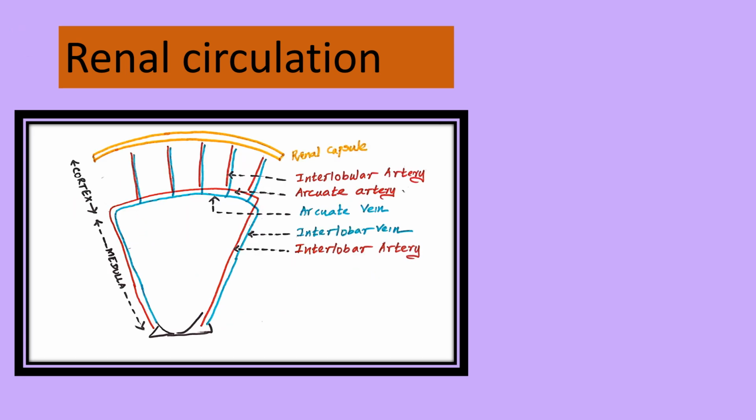In this diagram, a single papilla of the kidney is enlarged. This is the cortex. The renal artery gives the interlobar artery and arcuate artery, which give the interlobular artery, then the afferent arteriole, glomerulus, and efferent arteriole. It forms a peritubular capillary plexus in the cortical nephron, and vasa recta in the medullary nephron. Then it forms the interlobular vein, arcuate vein, interlobar vein, and renal vein.